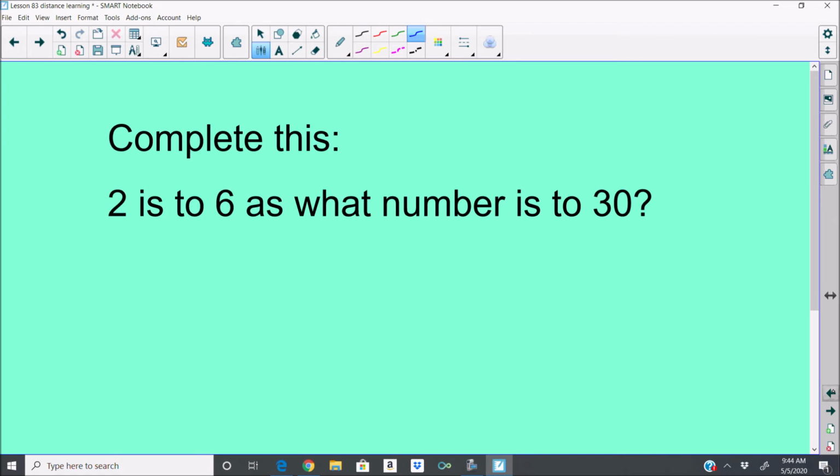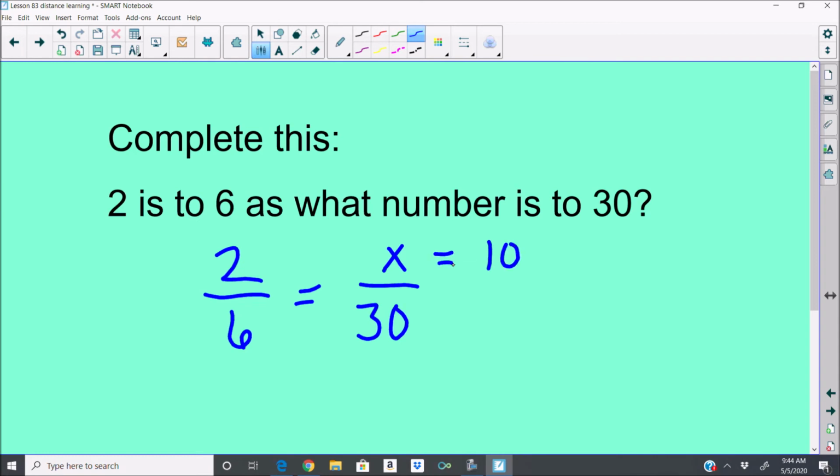Complete this. 2 is to 6 as what number, variable, is to 30? Take a minute and think about that. What do you multiply 6 by to get to 30? Do the same to the top. Your answer is going to be 10. 6 times 5 equals 30. Do the same to the top. I get 10.